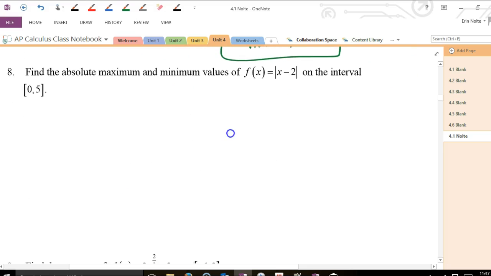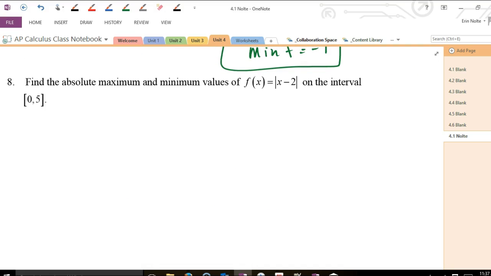Okay, so let's take a look at question number 8. Same idea, we're going to find the absolute max and mins of our function on our interval, this time between 0 and 5. So what do I do?